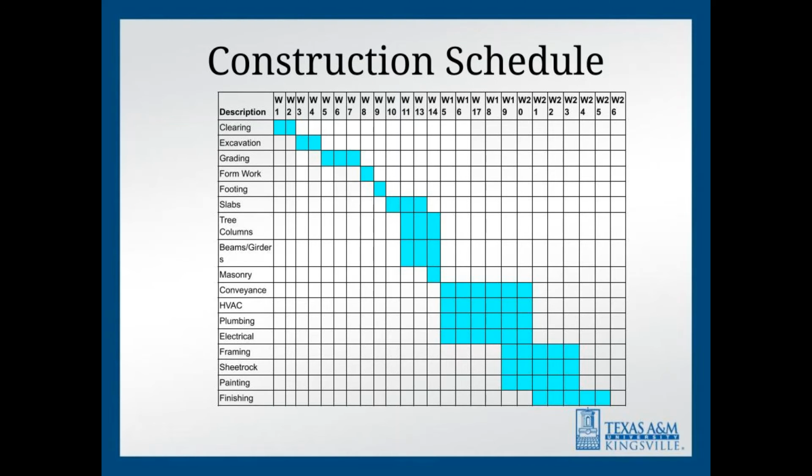The activities and durations were then used to construct a construction schedule. As we can see, some of the activities do overlap since they do not require the previous one to be completed before starting. The approximate duration of the project is about 25 weeks.